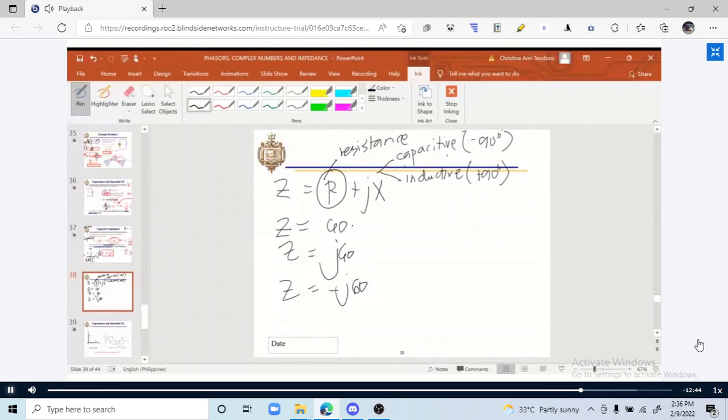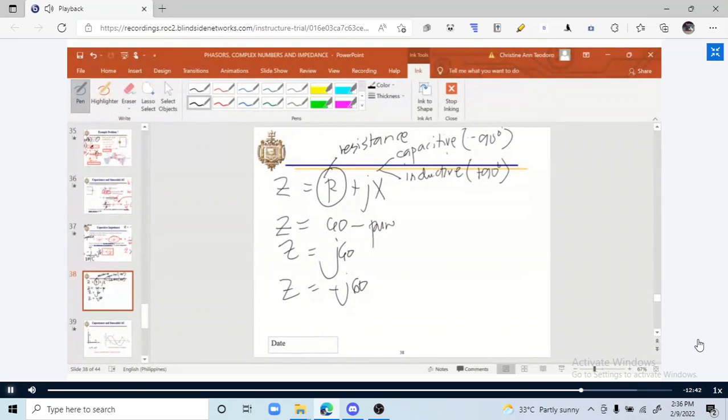What if my Z is equal to negative j60? This is purely inductive. And this is purely what? Capacitive. Okay? This is purely capacitive.